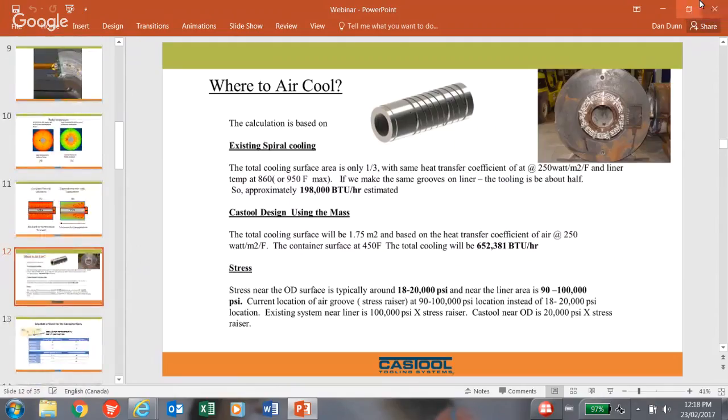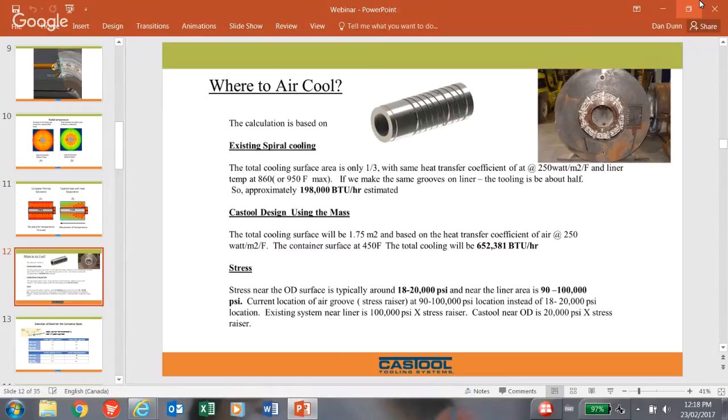So by example, let's look at the facts. This is an example of a 10-inch container with a 45-inch OD and 48 inches in length. It had internally heated elements placed central to the mass, as well as 2 zones of air cooling on the liner. That system had the ability to pull out 198,000 BTUs per hour.